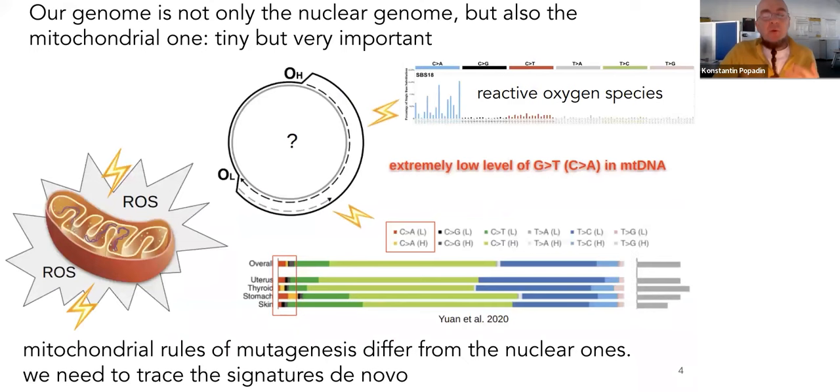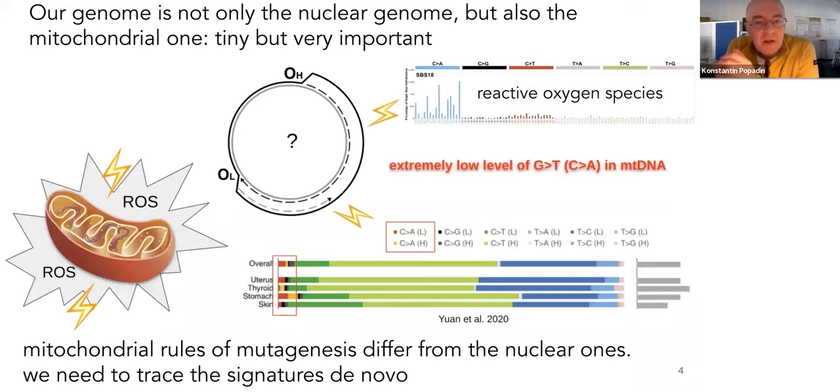So we would like to know which mutagens are behind mitochondrial mutations. That's our main question for today, because all progress in the cancer field is related to the nuclear genome. But we want to draw parallels between the nuclear genome and mitochondria. And to do it, we just read textbooks and we ask ourselves, what do we expect?